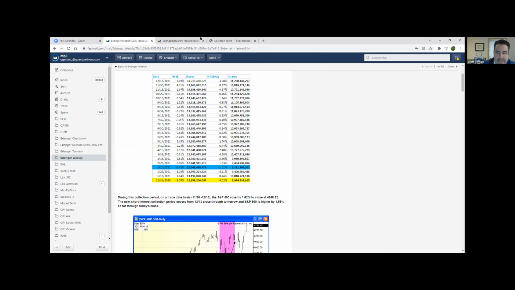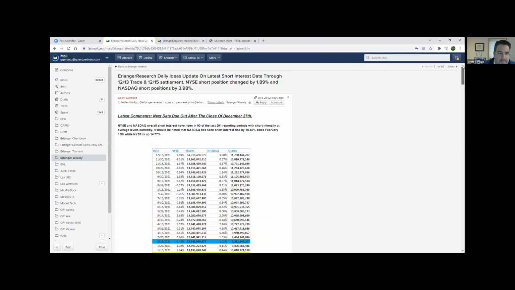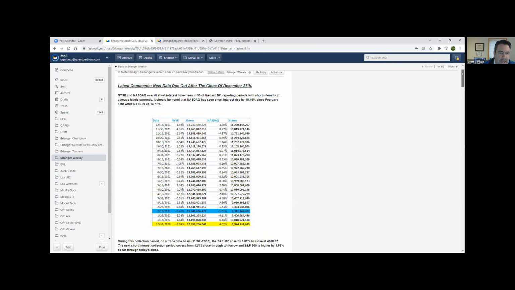We do 2 updates on short interest. Both show some different things. So first of all, here's a key comment. This is the absolute number of shares short on the New York Stock Exchange and on NASDAQ. And what's interesting is since February of this year, short interest has been rising.